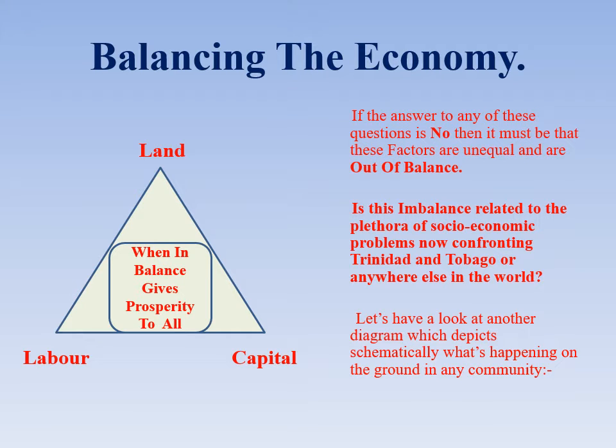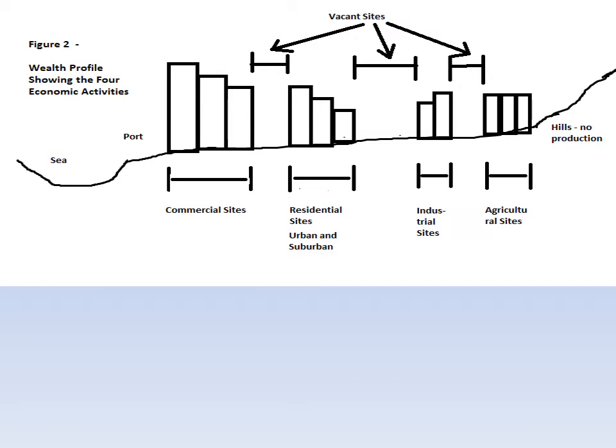Let's have a look at another diagram which depicts schematically what's happening on the ground in any community. So we have this diagram, which is a schematic diagram of a port city, a city that is near the port or the sea. And we have the lands that are closest to the sea, on the port itself, the commercial sites, which are the most valuable lands. And then further in, we have residential sites, which are both urban and suburban, where the persons who frequent these commercial sites and work there live.